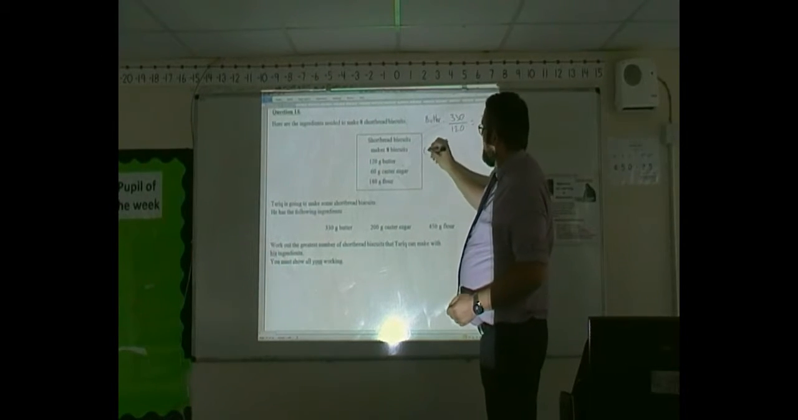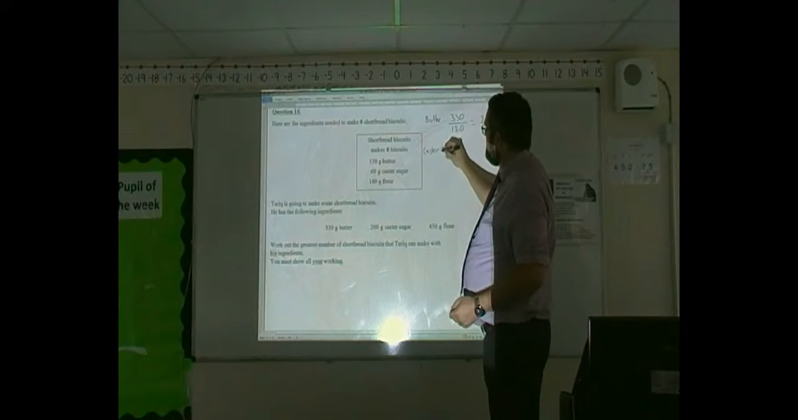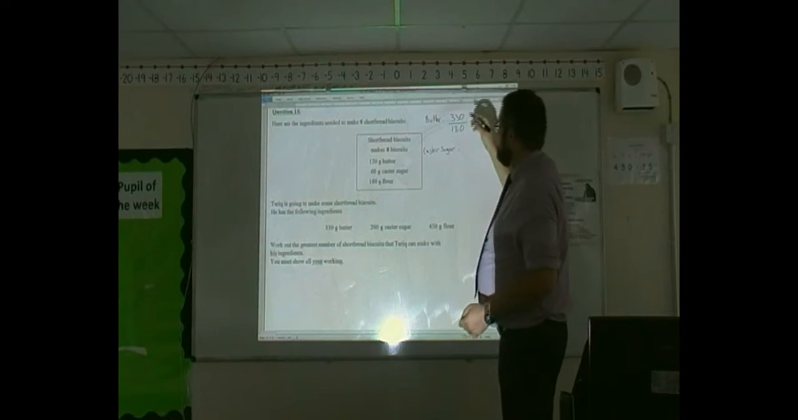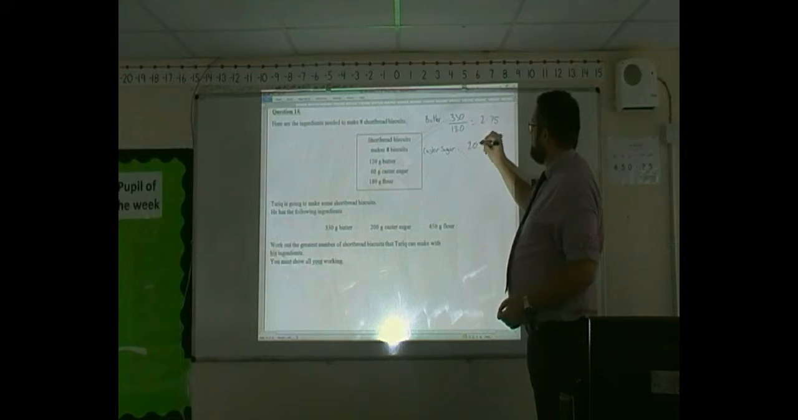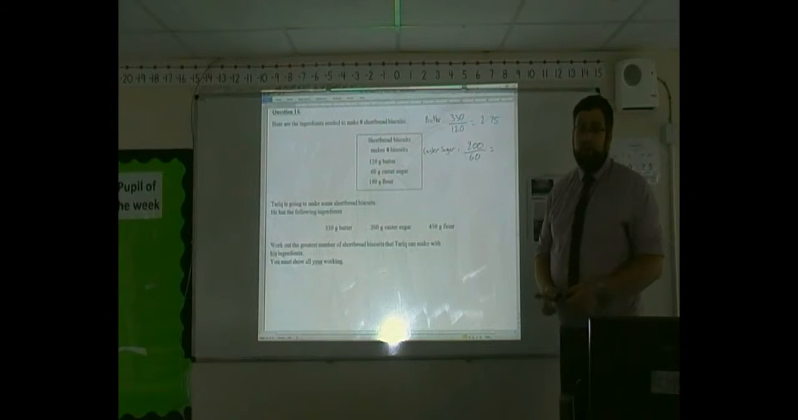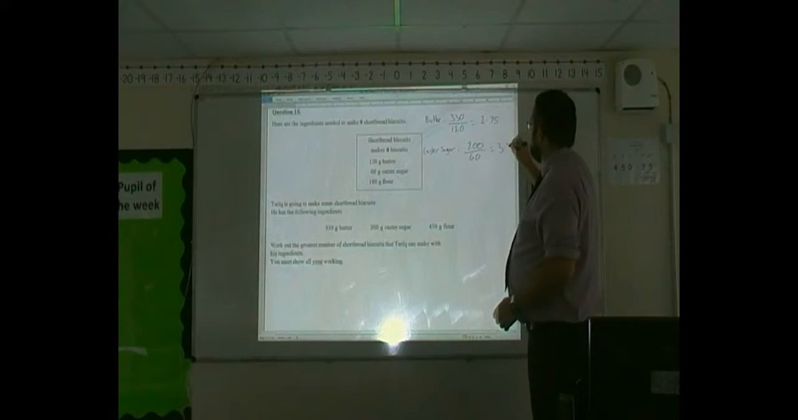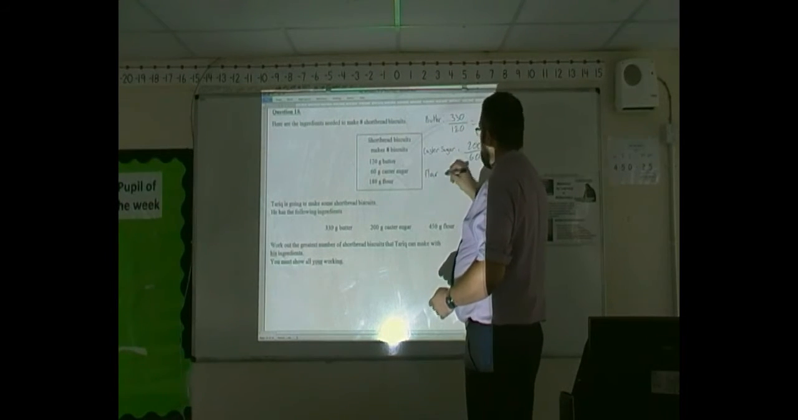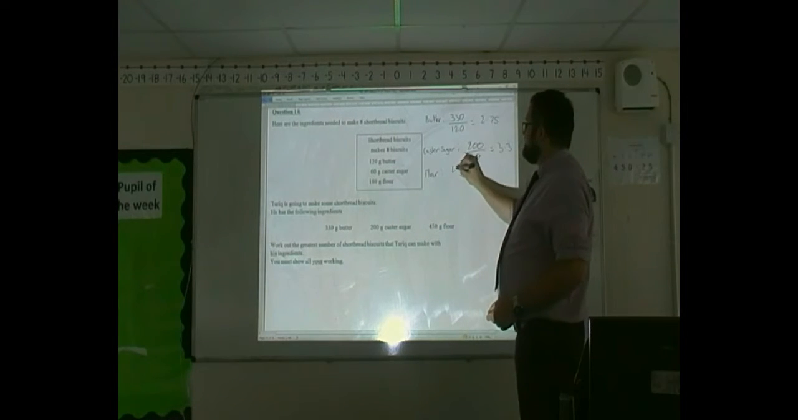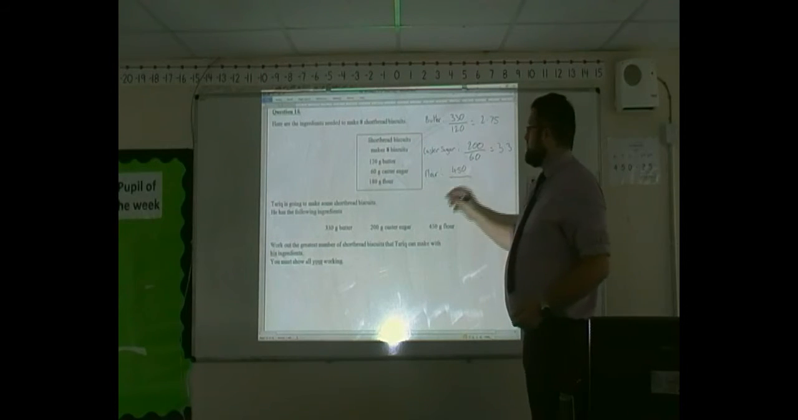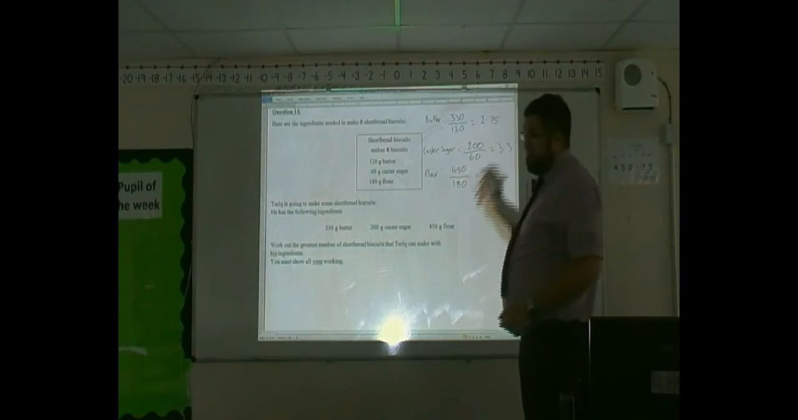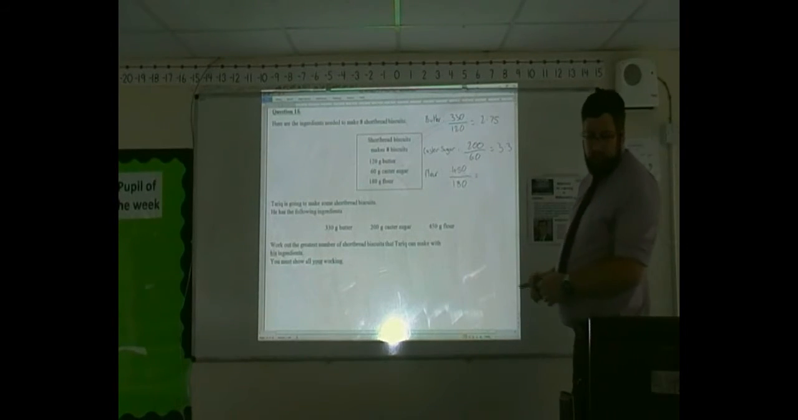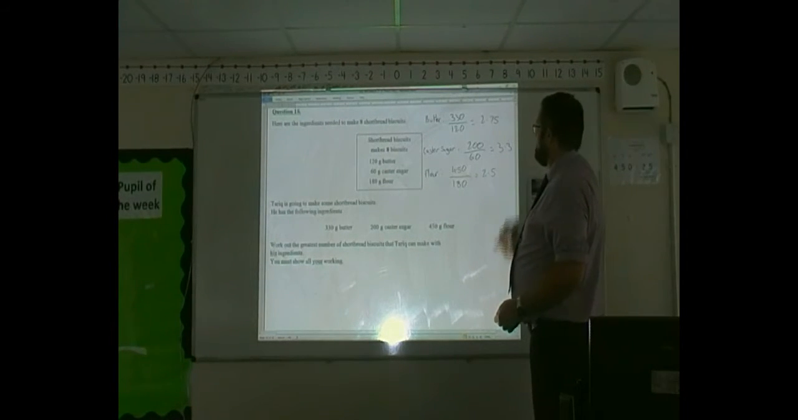If we take the caster sugar, Tariq has 200, and in the recipe we need 60. If you work that out on your calculator, you get 3.3 recurring. Finally, if we take the flour, Tariq has 450 grams, and the recipe needs 180 grams. Again, work that out on your calculator, and this time we get 2.5.